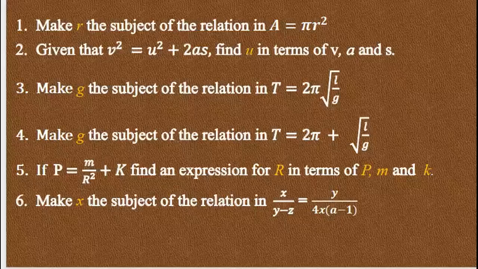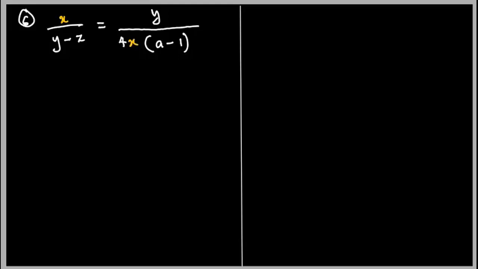Now let's look at this sixth question. Make x the subject of the relation: x over y minus z equals y over 4x times a minus y minus 1. Now, don't be lost here. This is a fraction. So, whenever you have a fraction, let's clear the fraction. How can we clear the fraction here? Just by cross multiplication.